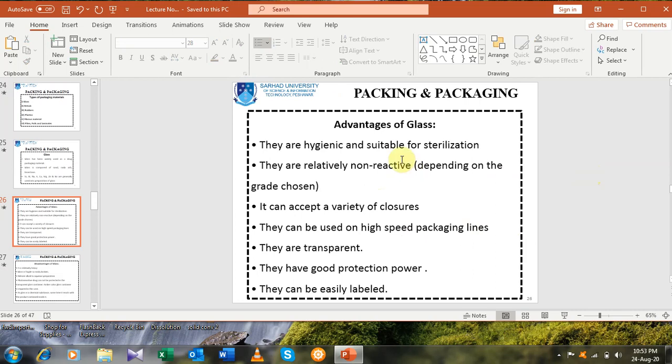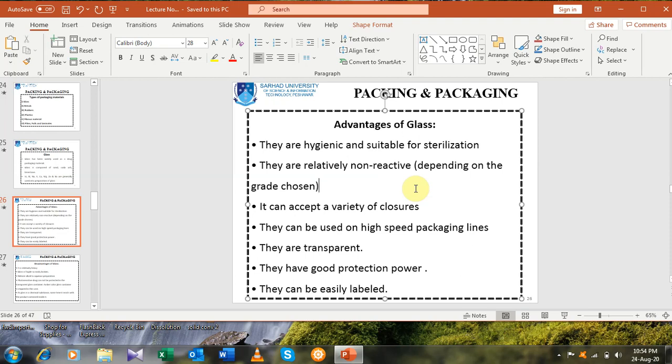There are different advantages on the basis of which we prefer to use the glass, because glass is hygienic and suitable for sterilization, easily sterilized by the different methods of sterilization. They are relatively non-reactive depending on the grade chosen. The high grade is type 1. There are different types of glass: type 1, type 2, type 3, and type 4 glasses. Type 1 glass is expensive, high quality glass, and compared to the other materials, it is relatively non-reactive.